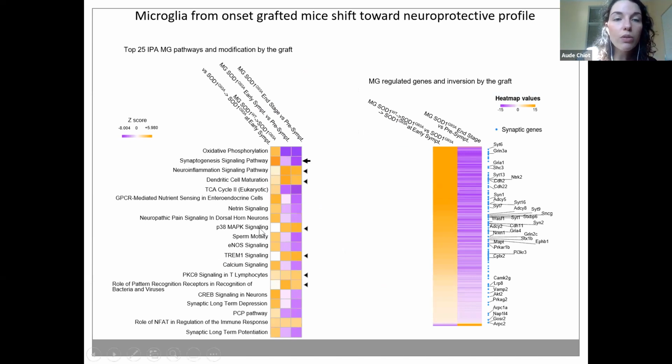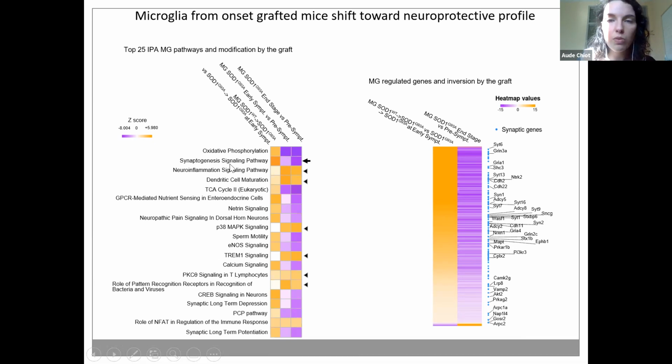Again, when we looked at the top 25 pathways that were regulated, we had a downregulation of many inflammatory pathways, neuroinflammation, the TREM1 signaling, the pathway related to T lymphocytes biology. But the most surprising thing for us is that we had a huge upregulation of the synaptogenesis signaling pathway and the oxidative phosphorylation. And this pathway was really interesting for us.